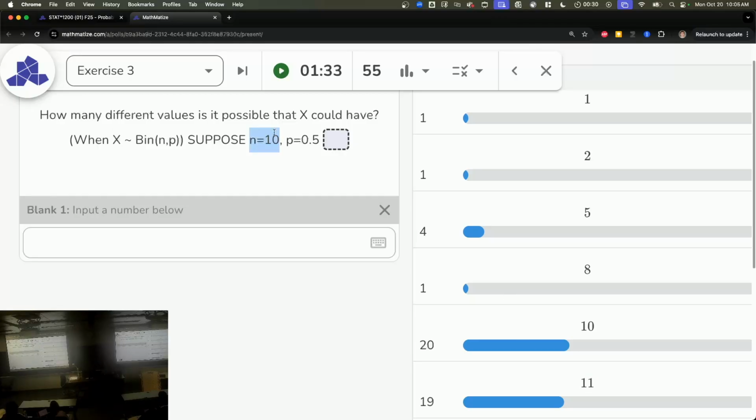But remember, n is the length of the sequence. So I like to think of the monkey. I'm a monkey at heart. 10 is the number of letters, but we're asking for the number of different values that x could have. And that is 11. Does anyone have a nice, simple explanation why it's off by 1?